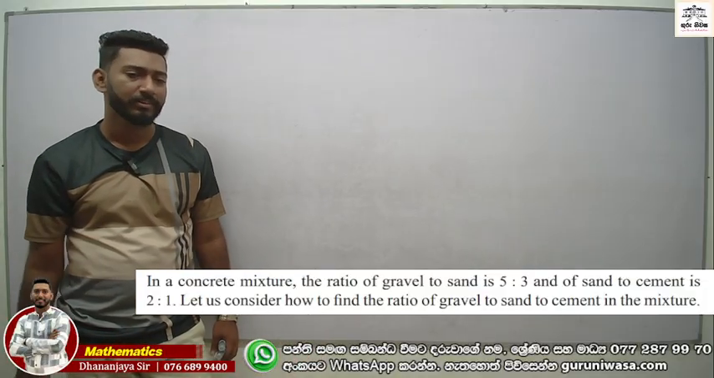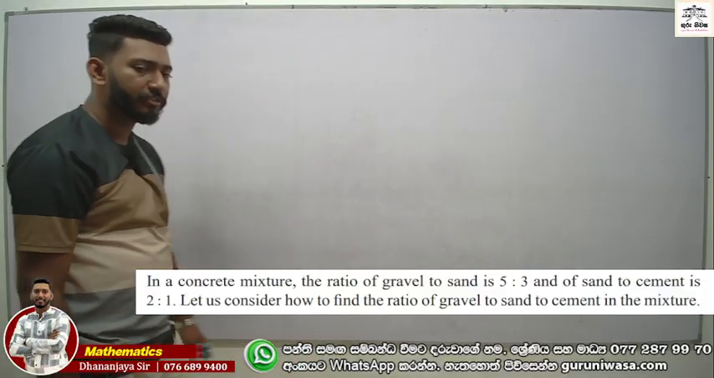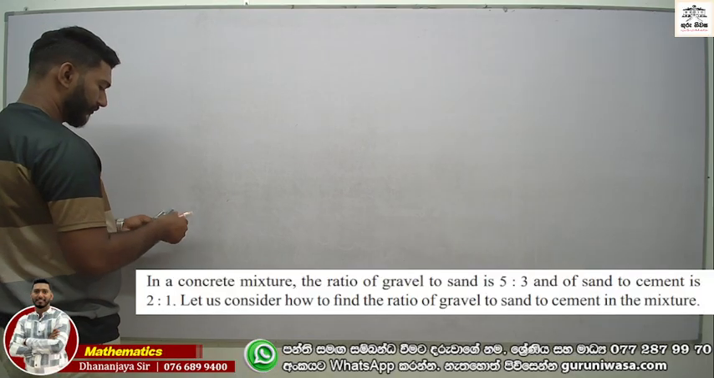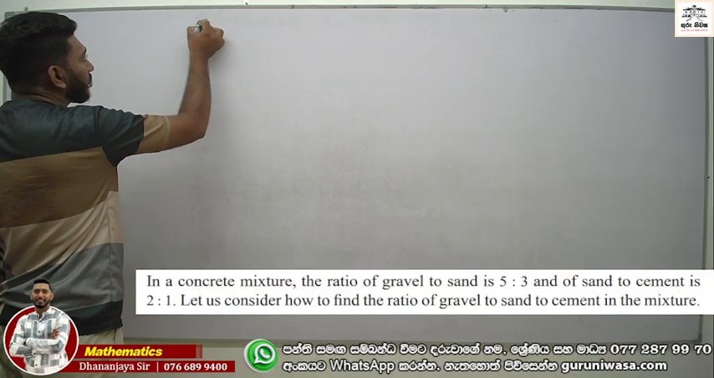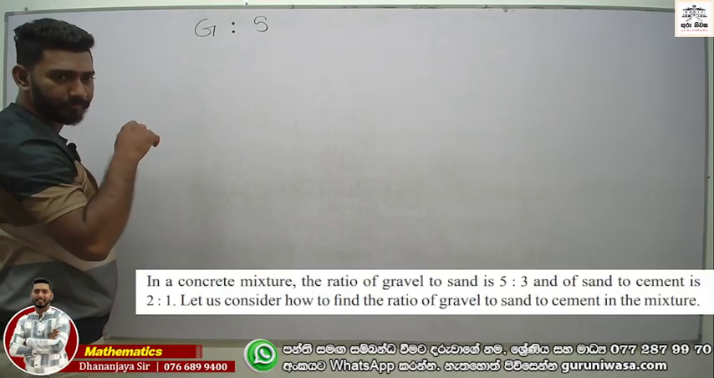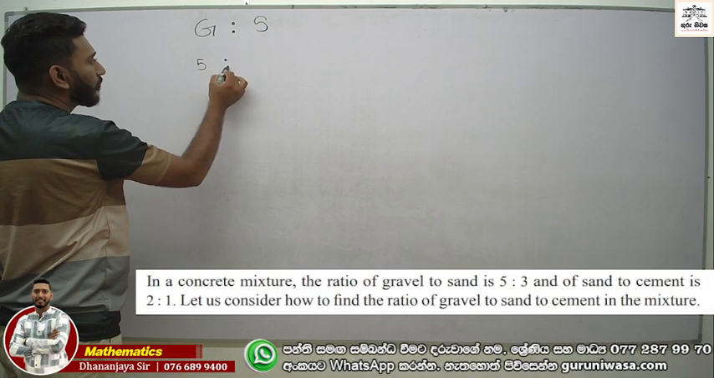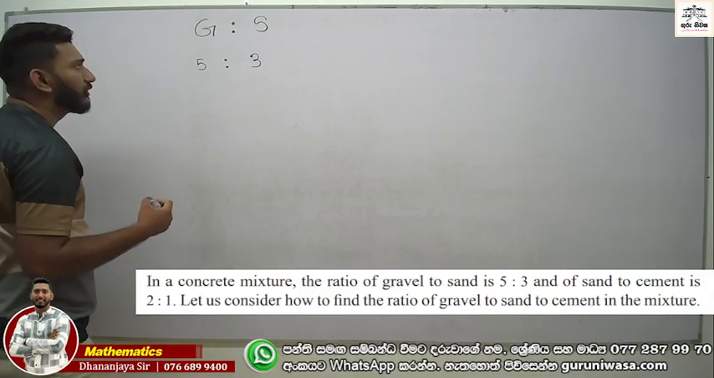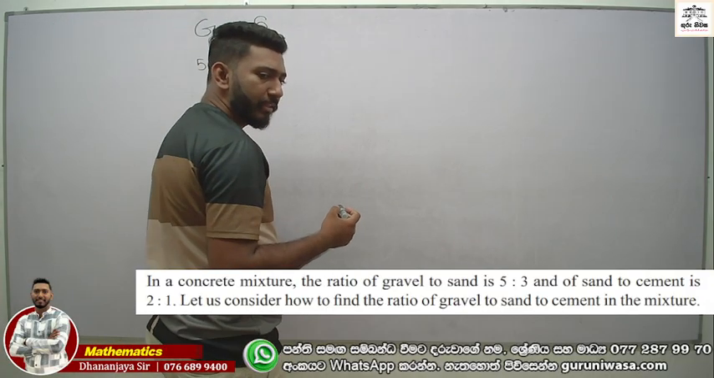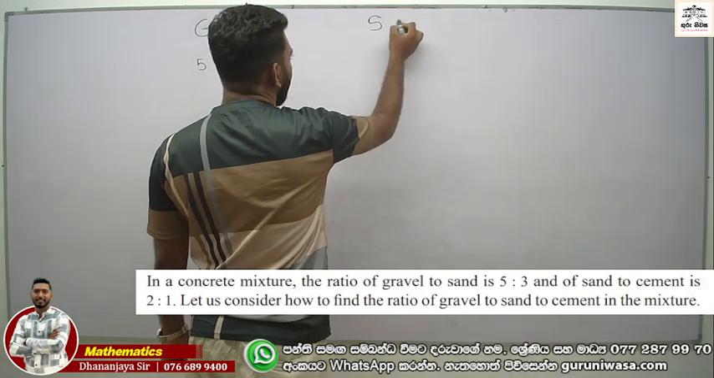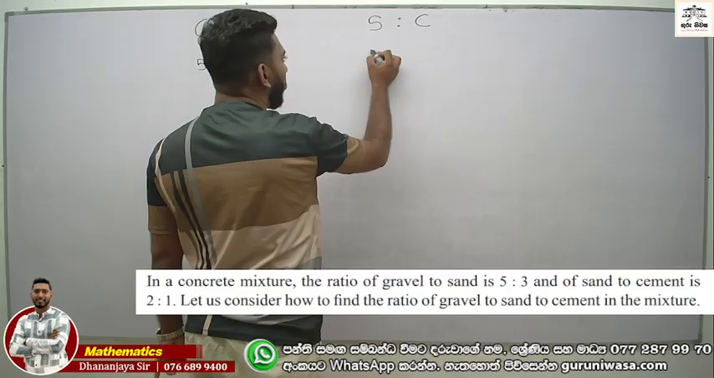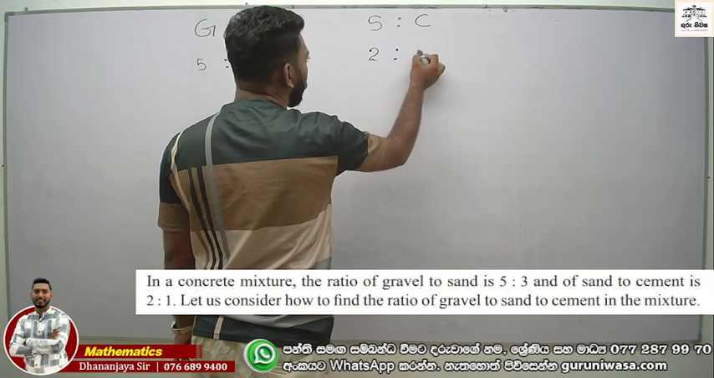Anita done. In a concrete mixture, the ratio of gravel to sand is 5 to 3. G to S is 5 to 3. This is the first scenario. And the second one is sand to cement, S to C, sand and cement, 2 to 1. Now tell me, what is the common one?